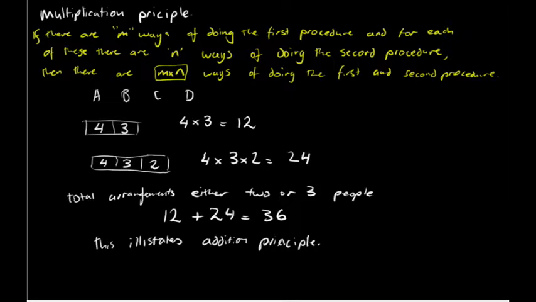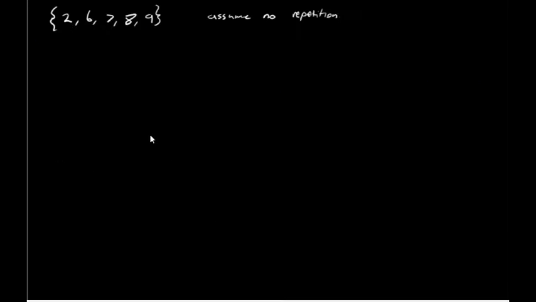So having a look at worked example 10, we've got 5 digits, 2, 6, 7, 8, and 9. And we're going to assume that there's no repetition of the digits in any one number, so only one of each number can occur. So part A, how many 3-digit numbers can be formed? So how many 3-digit numbers can I form?